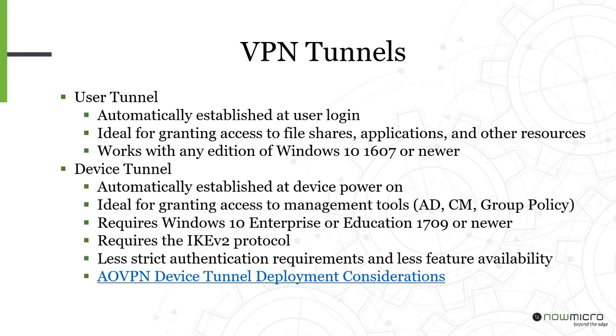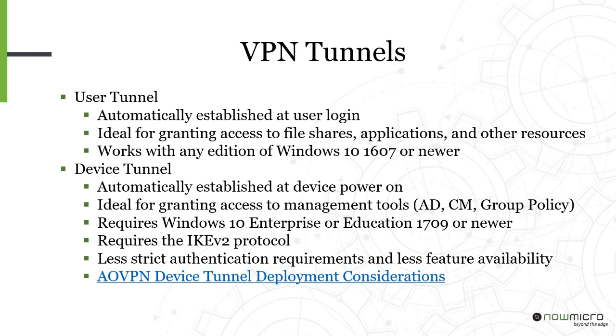The second type of tunnel is a device tunnel. So this type of tunnel is automatically connected as soon as a device is powered on and obtains an internet connection. So you can have a computer that comes up to the logon screen, and as long as it has an internet connection, the device tunnel will connect in the background without a user having logged in. This type of tunnel is usually used for providing access to more management type infrastructure, so things like Active Directory, group policy, and management tools like Configuration Manager. The functionality of this tunnel makes it great for providing things like a first-time logon experience. For example, say you have a remote user who needs a new device or a device refresh.